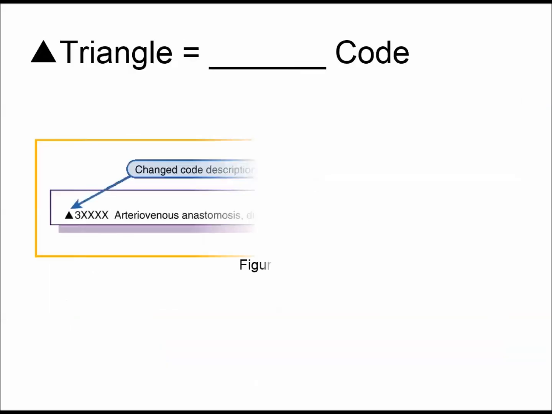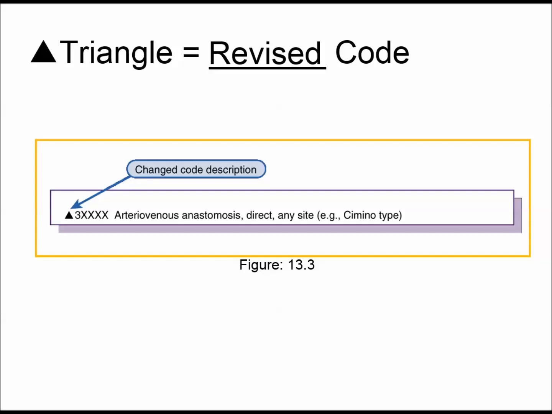The triangle is used to tell you that this code has been revised, that it has changed in some way. The triangle is saying that it has changed since the last revision or since the last publication.